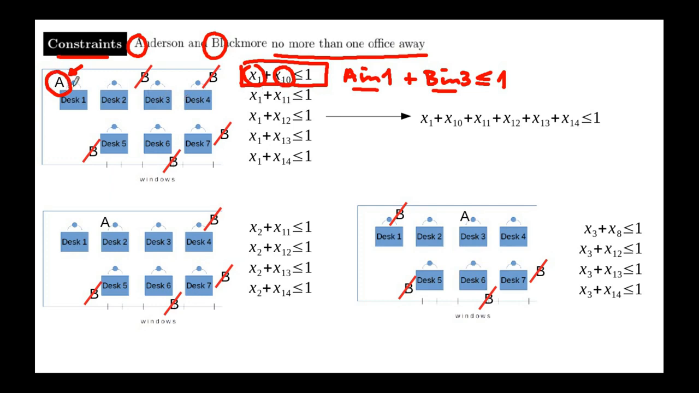So if A at the end is assigned on the first desk, B for sure will not be assigned on desk number 3. And the other way around. If the algorithm assigns B on desk number 3, A cannot be in 1, because both variables cannot have a value of 1. If they were 1, this would be a 2, and 2 cannot be in here. It's smaller or equal than 1. The same goes for A in 1, B in 4, A in 1, B in 5, 6, and 7.